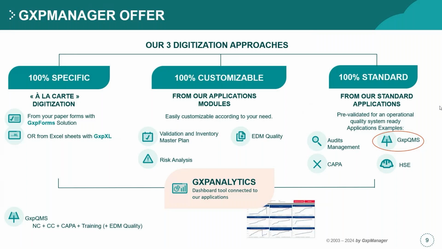Indeed, the 100% specific offer corresponds to the digitalization of Excel spreadsheets and paper forms. In all industries, these 2 supports are still widely used in various processes, and with the complexity and requirements of regulation, it has become necessary to transform these processes to centralize data and respect compliance and data integrity. Keep in mind that if you have an Excel spreadsheet or paper forms to digitalize, send them our way, and we will discuss the digitalization possibilities.